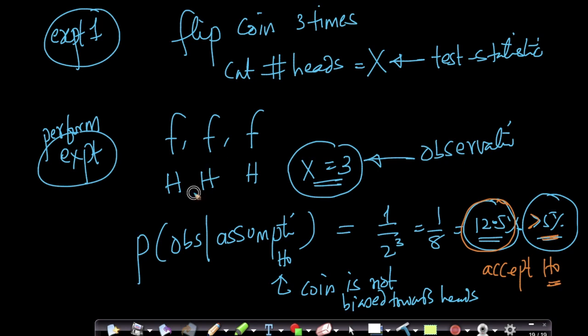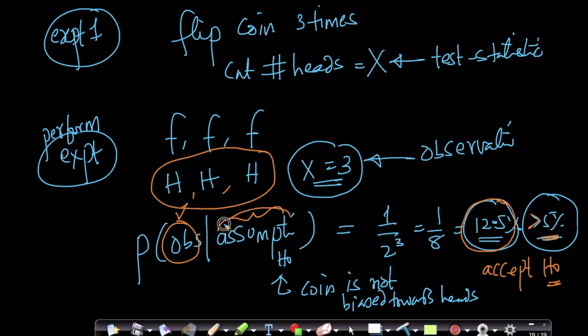Even though I've seen 3 heads, the probability of seeing 3 heads is 12.5% if my assumption is true. Right? Remember, I've already made this observation, and this observation has a 12.5% chance of occurring, which is not too small. So I can't reject my hypothesis. Since I can't reject my assumption, I will accept my assumption.